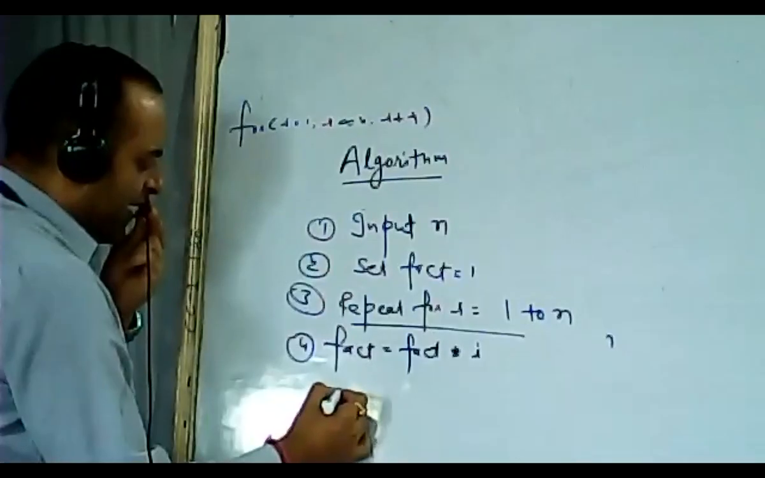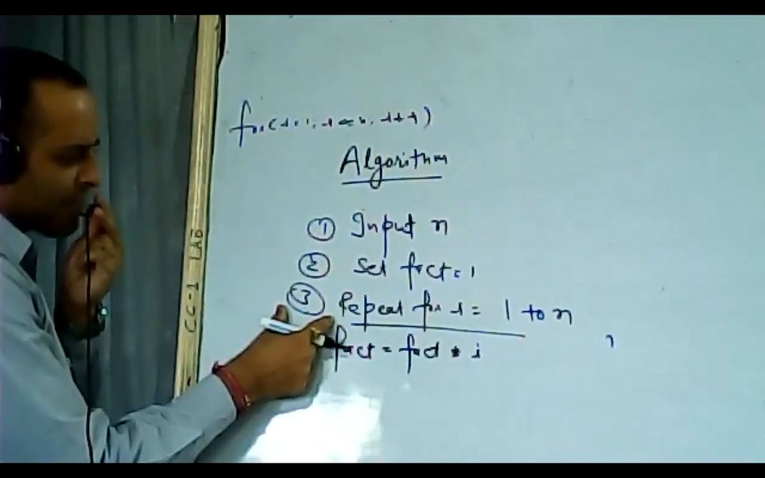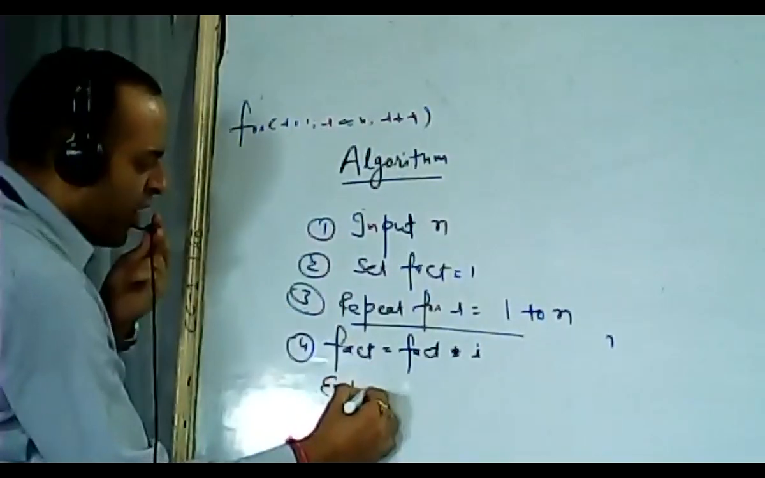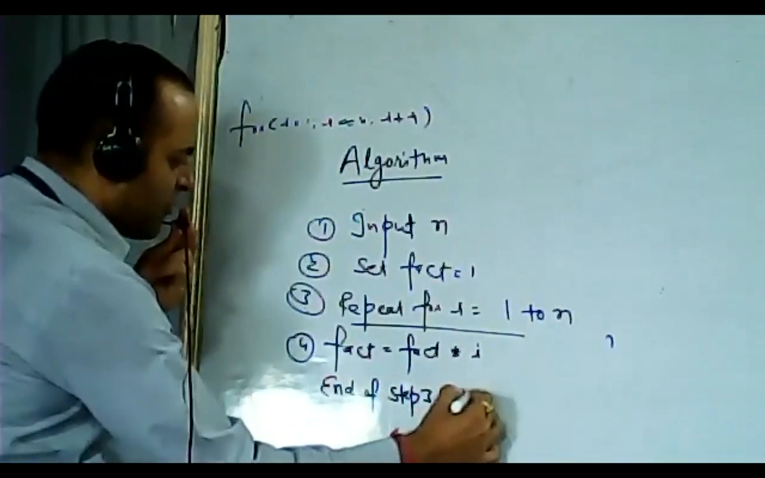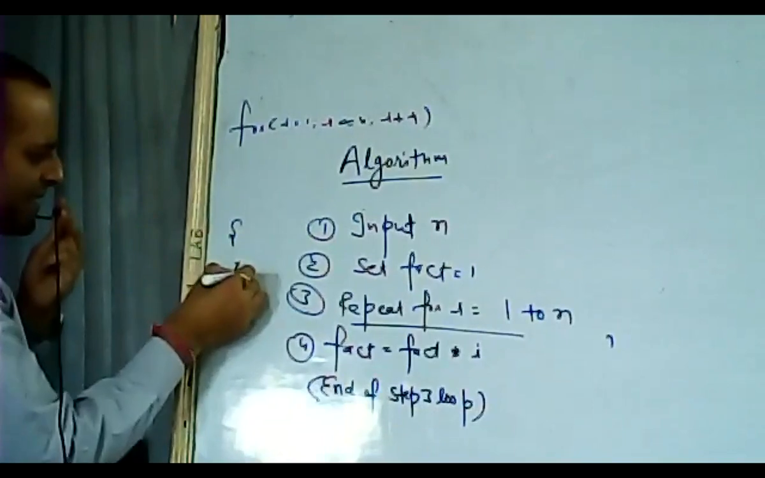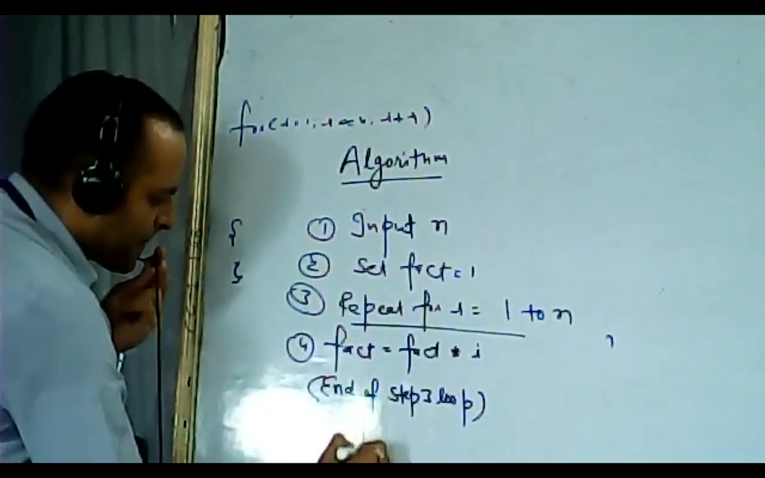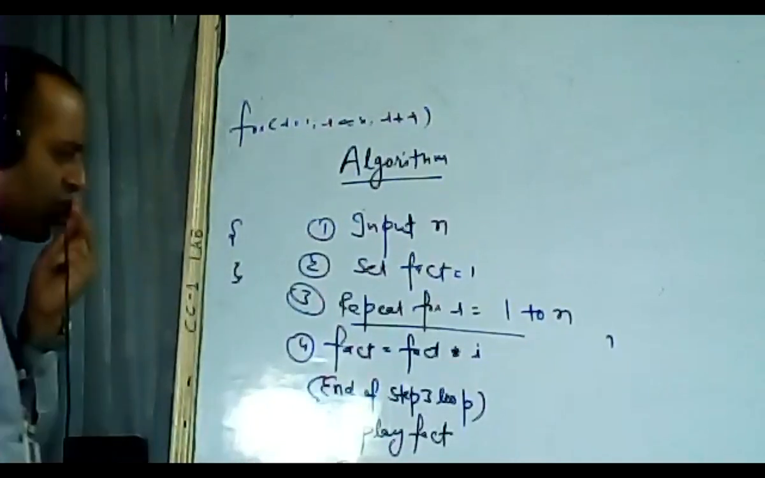Here my loop will end. So my loop is on which step? Step 3. So here I will write end of step 3 loop, to tell that this loop is ending here, because we don't have curly brackets in algorithms. Fifth step, display fact, and sixth step is end. So this is a simple algorithm to find the factorial of a number.